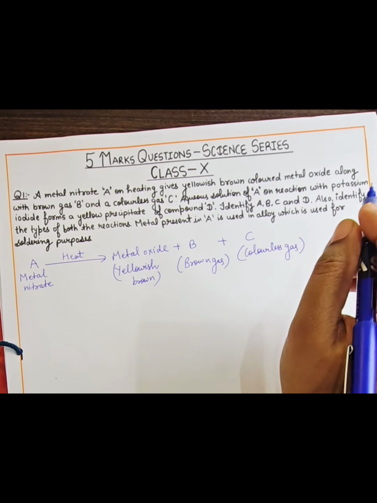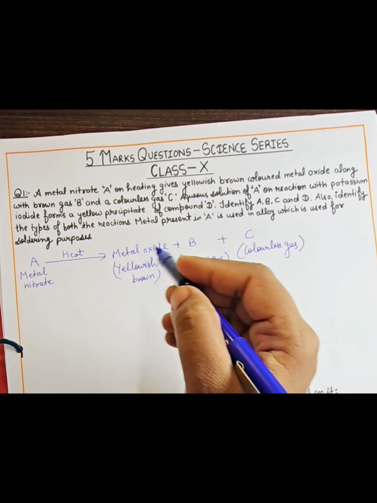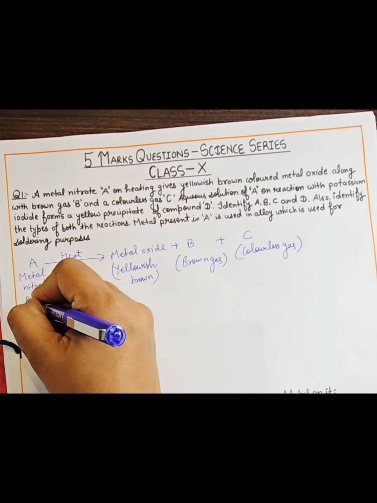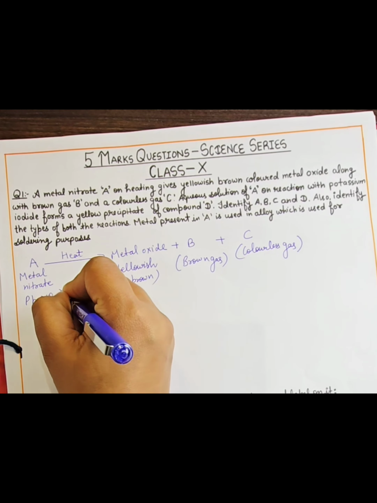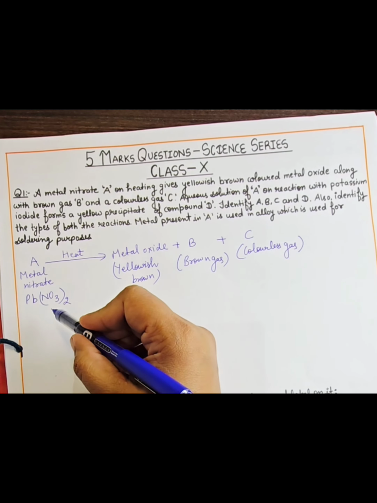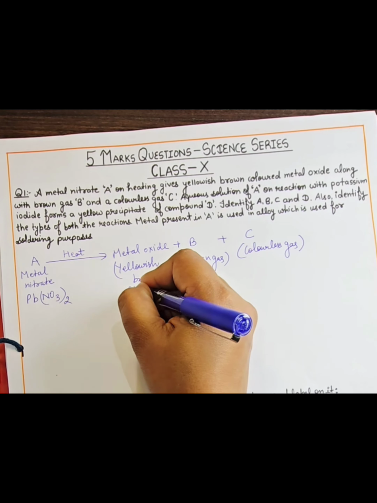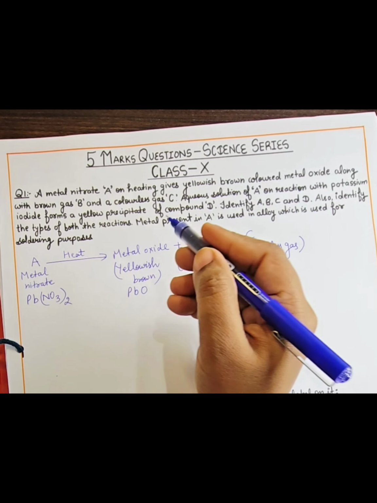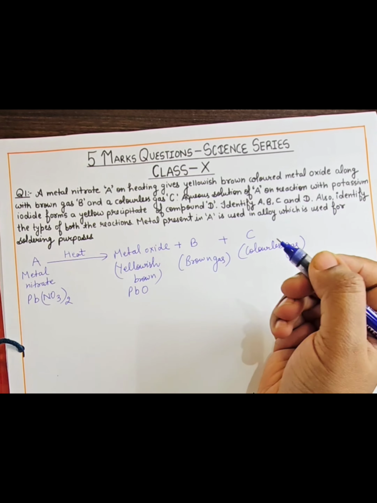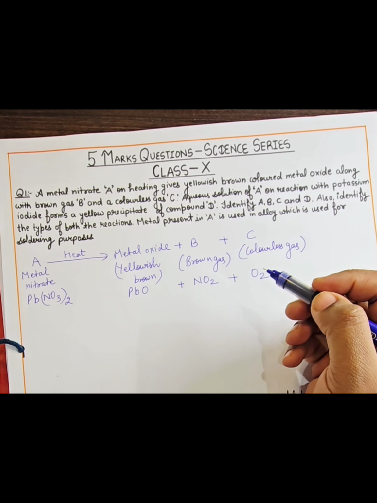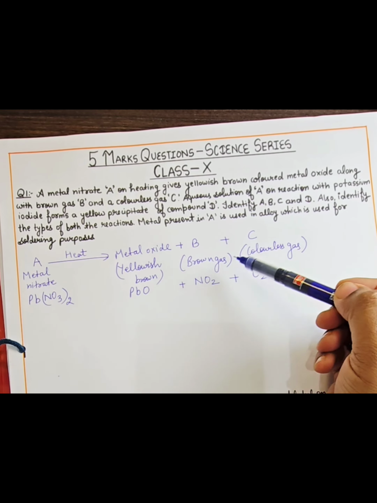So now you can identify what these A, B and C are. Metal nitrate A means it is lead nitrate, which is Pb(NO3)2. If you heat Pb(NO3)2, you will get oxide of the same metal. That means you will get lead oxide, which is PbO, and lead oxide is yellowish in color. Then there is an evolution of nitrogen dioxide gas. This is the gas which comes out in the form of brown fumes. In this reaction, the colorless gas is oxygen. So now you have got to know what is A, what is B and what is C.